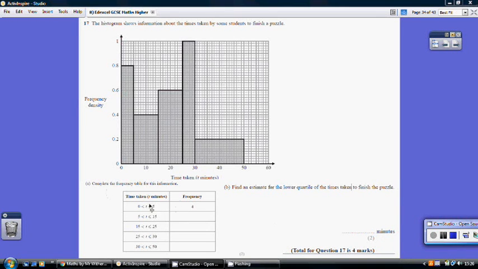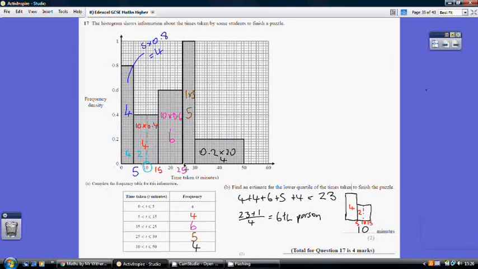For part A, we're being asked to complete the frequency table. The frequencies represent the areas of each of these bars. For example, with the first one, we can just check that. We've got a base going from 0 to 5, which is 5, and a height of 0.8. 5 times 0.8 gives us a frequency of 4. So each of these answers is just working out the base times the height of each of the rectangles. The second bar has a base length of 10, a height of 0.4, and 10 times 0.4 is 4.